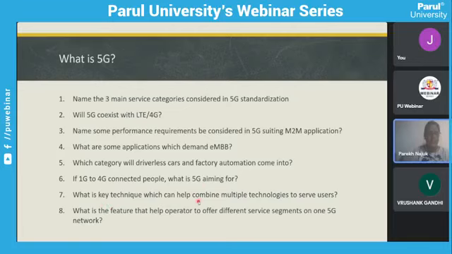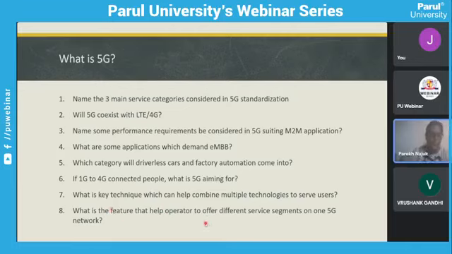The second one is, what is the key technique which can help to combine multiple technologies to serve users? Multiple technologies, like suppose you are sitting in your home and you want to connect, let's take an example of IoT. IoT stands for Internet of Things, right? So you are putting any devices, take for example a refrigerator. You want to know how the refrigerator can communicate with you, how the washing machine can communicate with you, how the TV can communicate with you. So what you are going to do is multiplex all these technologies into one network. That is how all those electronic things can communicate with the user. That is the key technique that we will see.